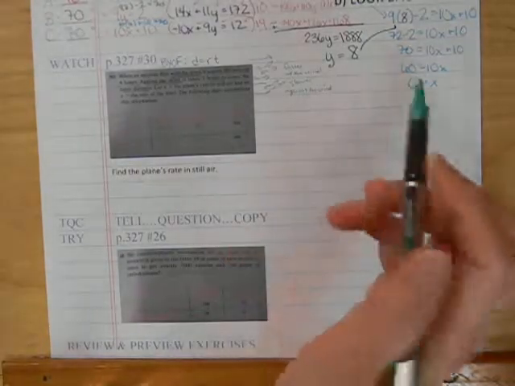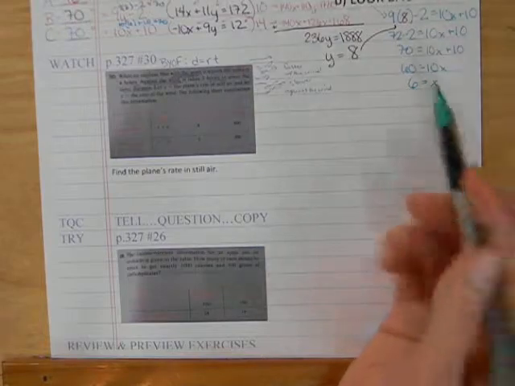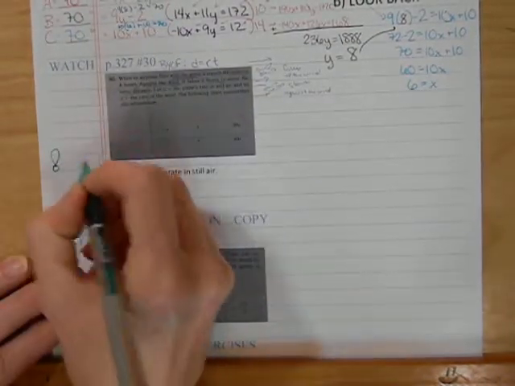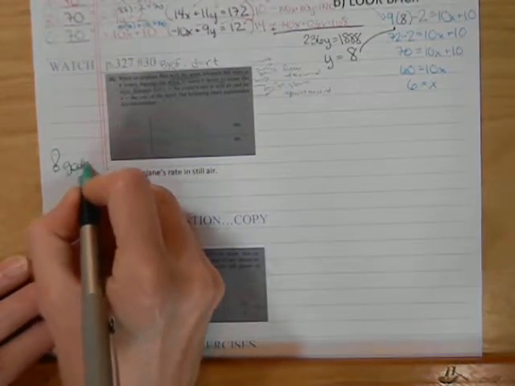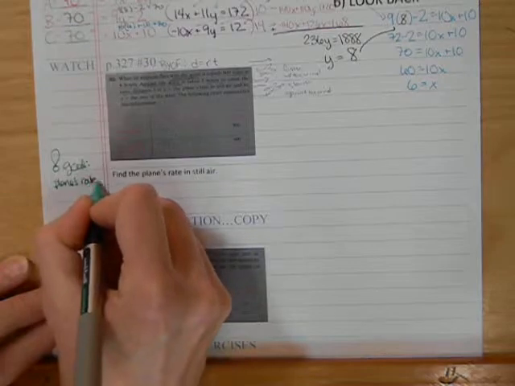So let's look at what we know. Again, our goal: what is the goal that we're trying to find here? They ask us to find the plane's rate in still air. So we want to find the plane's rate in still air.